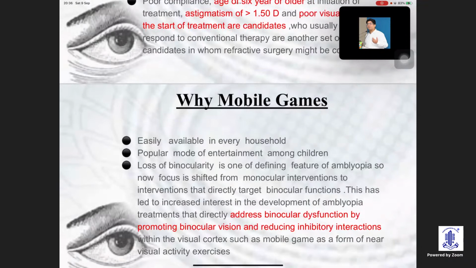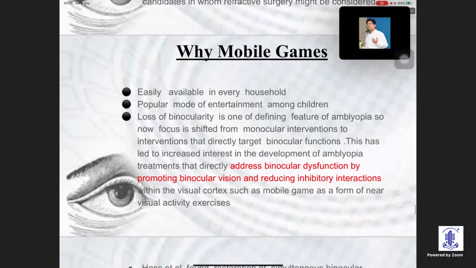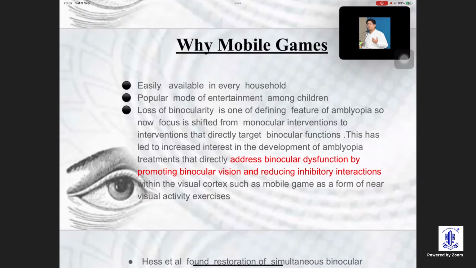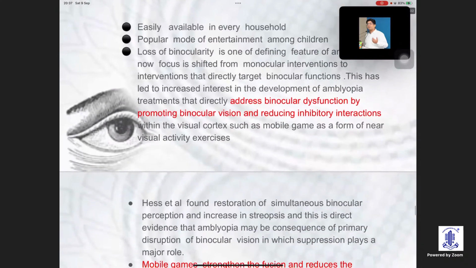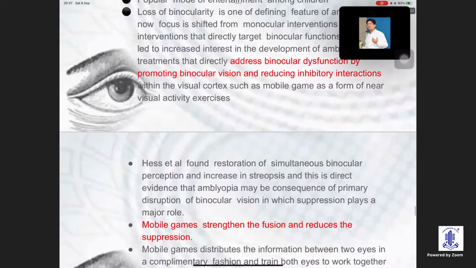Mobile games are very popular. They are available in every household. They are a popular mode of entertainment. And a recent concept is that loss of binocularity is one of the defining features of amblyopia. So now the focus has shifted from monocular interventions to interventions that directly target binocular functions. This has led to increased interest in developing amblyopia treatments that directly address the binocular dysfunction by promoting binocular vision and reducing the inhibitory interactions within the visual cortex. And mobile games, as a form of near visual activity, are useful in the treatment of amblyopia.